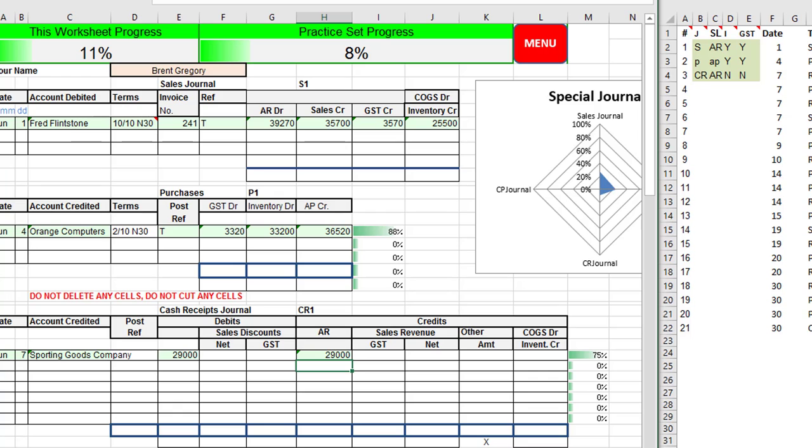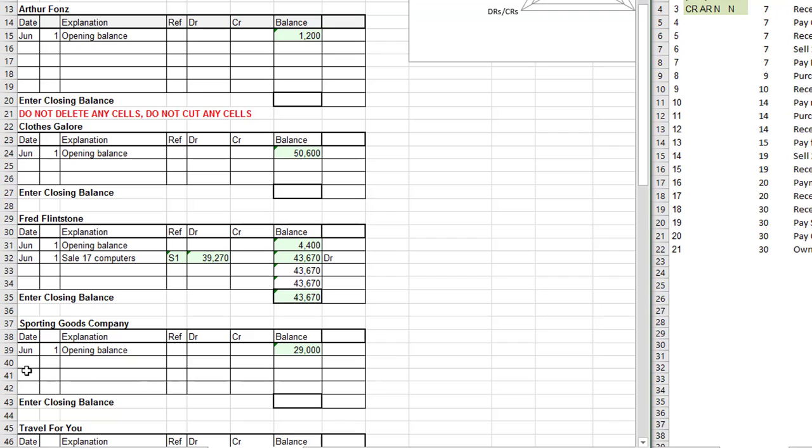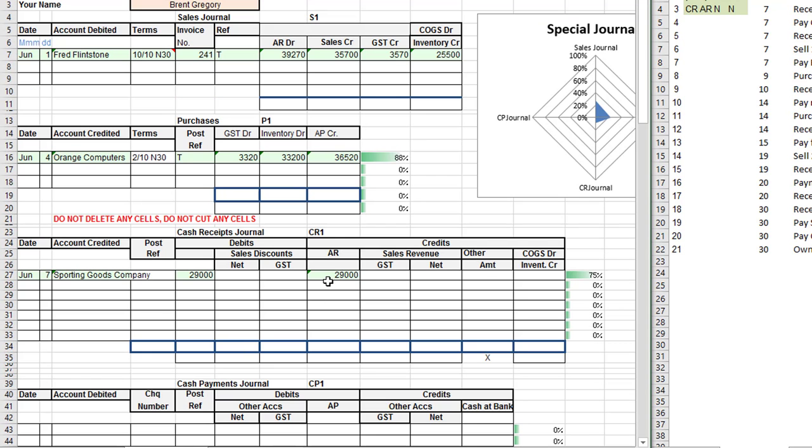So now let's post this to the subsidiary ledger. We go Sporting Goods Company down to this transaction, which was June 7, receipt of payment. It's going to be a credit, because we've been paid money. It's going to reduce that balance. Normal balance of accounts receivable is a debit, but this is going to reduce our asset of accounts receivable because it's been paid. It will at the same time increase the asset of cash.